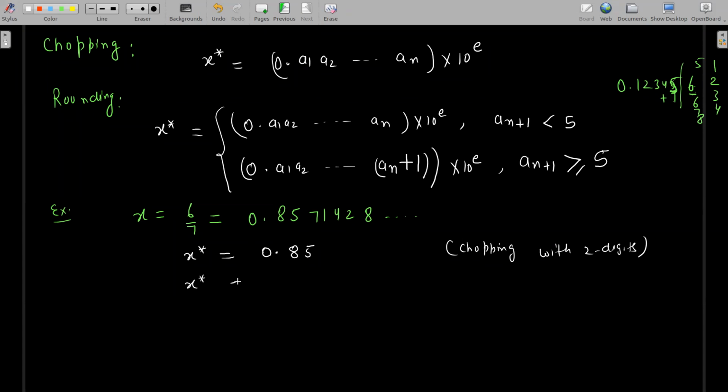But if you do rounding in two digits, so 0.85, see the next one. The next one is 7, so you would add 1 to 5. So 0.86, the same rounding with two digits. And if you keep the first three digits, 0.857, then rounding and chopping are both the same.